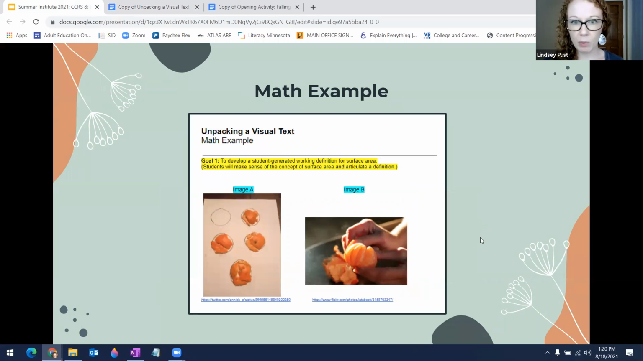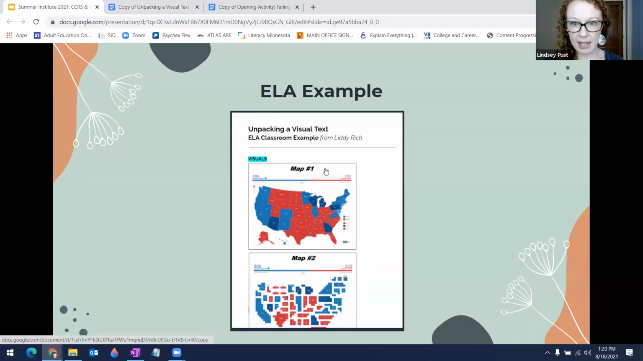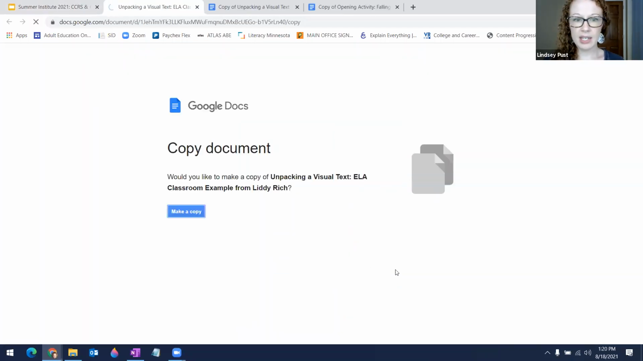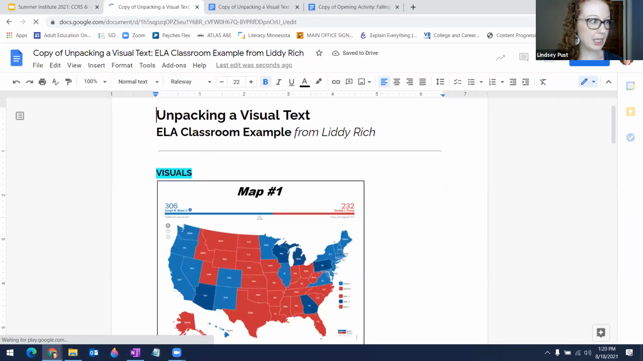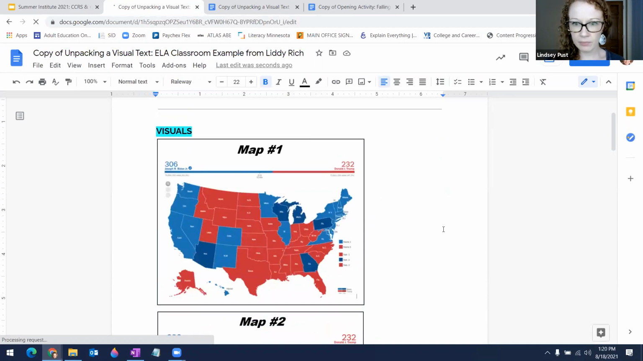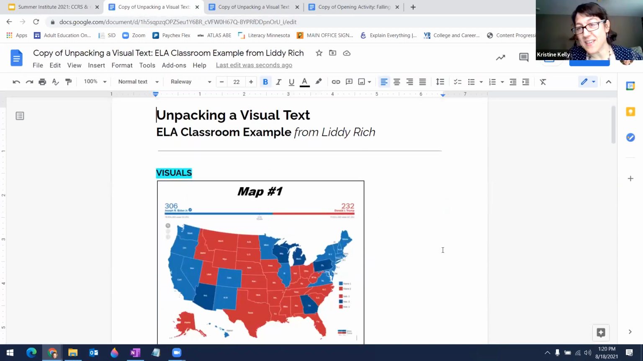Another example that Kristine will walk through is an ELA example, starting with different visuals. Again, just to see it from a different place. Kristine, are you able to talk through this one? Yes. And part of me is like, because the creator of this wonderful example, I know, right? And she used it with her students, is our co-host today, Liddy Rich, and we really appreciate that.